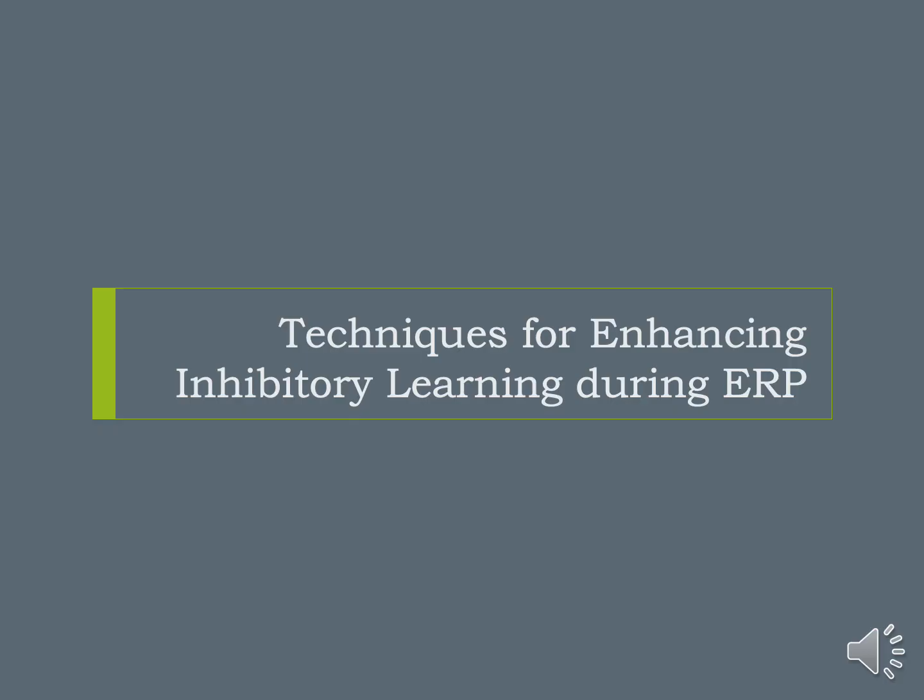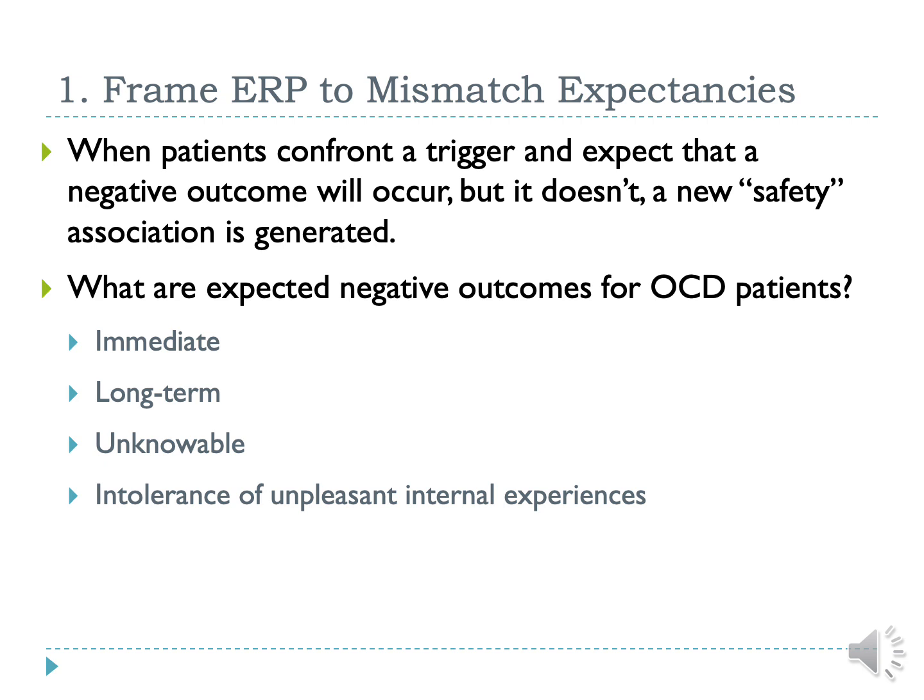Okay, so how do we do this? What are some techniques that you can take away from here and start applying in your own clinical work? The first thing we want to do is think about framing exposure therapy in a way that will mismatch the patient's expectancies, mismatch their fear predictions. So when someone confronts a fear trigger and they expect that some sort of negative outcome will occur and then it doesn't, a new safety association, new safety learning has been generated.